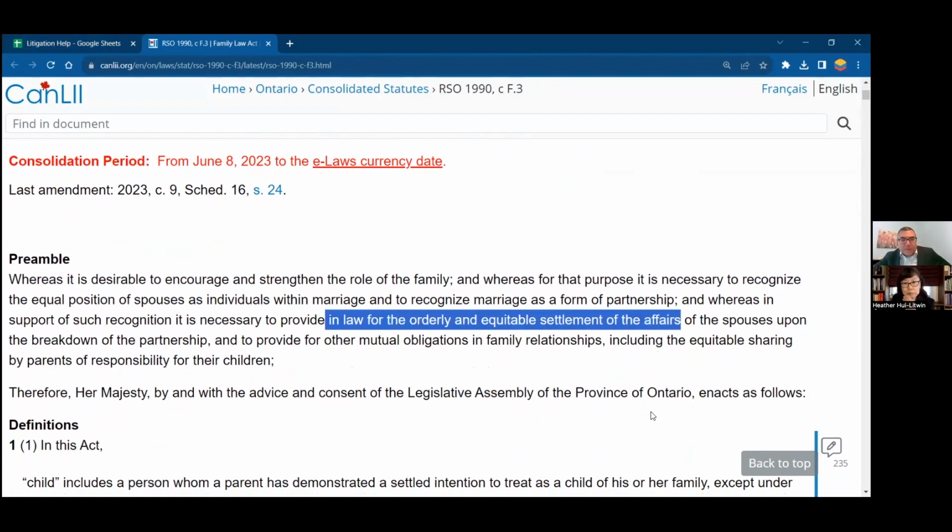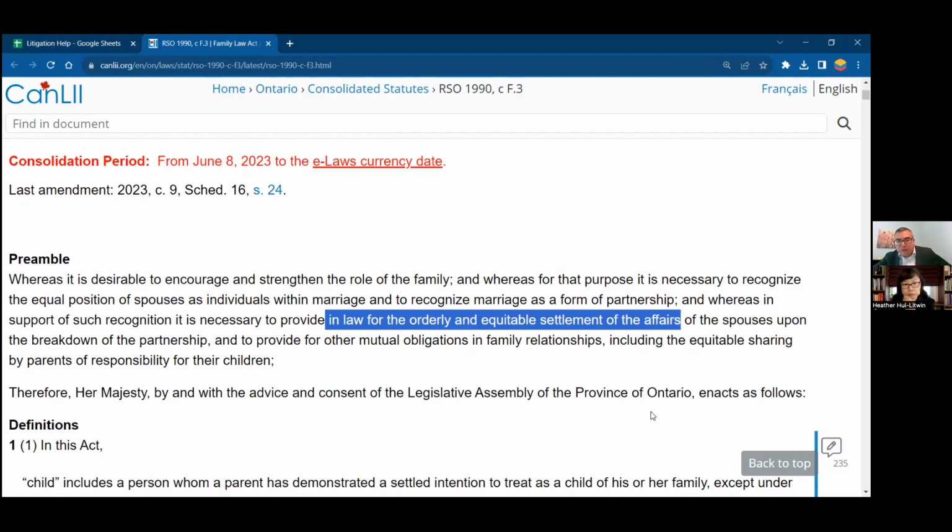Whereas it's desirable to encourage and strengthen the role of the family, and whereas for that purpose, it's necessary to recognize the equal position of the spouses as individuals within the marriage, and to recognize marriage as a form of partnership. And whereas in support of such recognition, it's necessary to provide in law for the orderly and equitable settlement of the affairs of the spouses upon the breakdown of the partnership. So let's just stop right there.